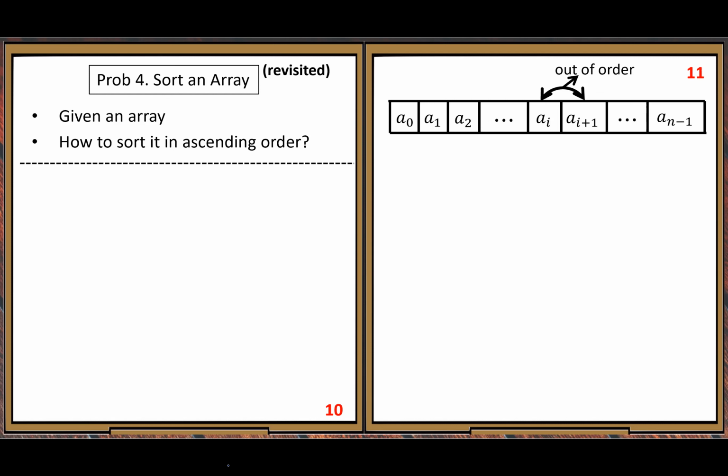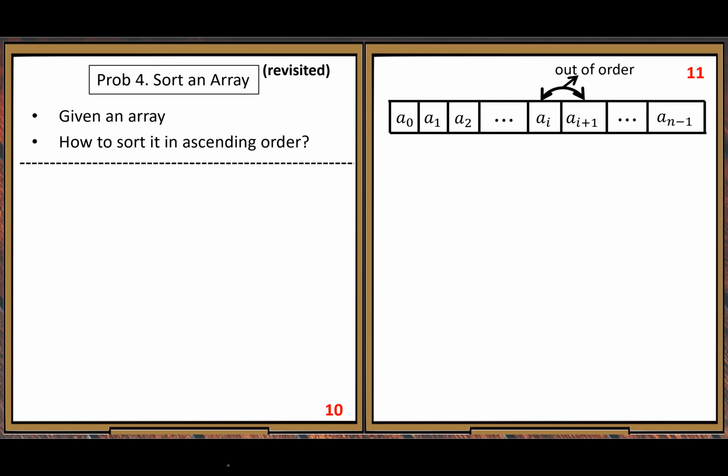Before we move to the next pair of elements, we want to fix this out of order problem first. Fix it. We can do a swap operation to fix the order problem. Out of order means the first element is greater than the second element. How about we just swap these two elements? Then we fix the order problem.